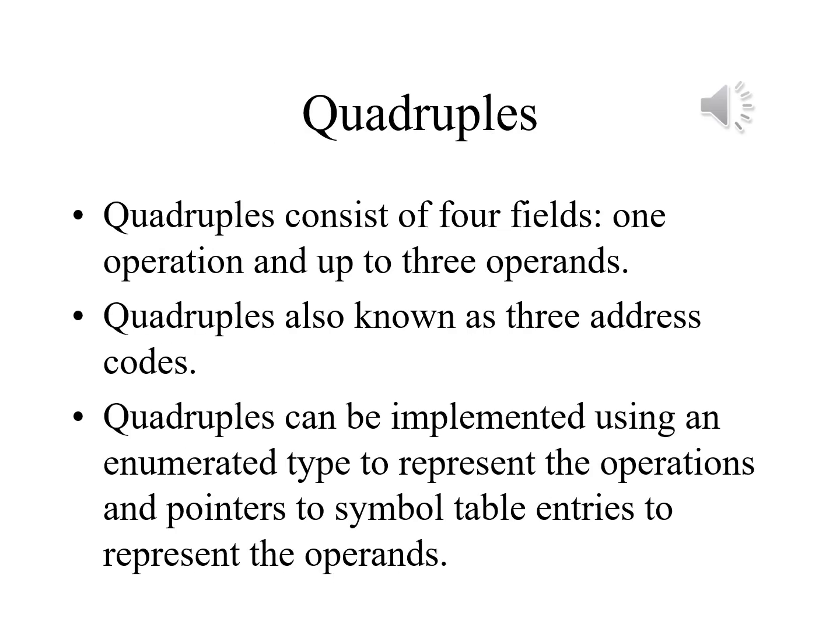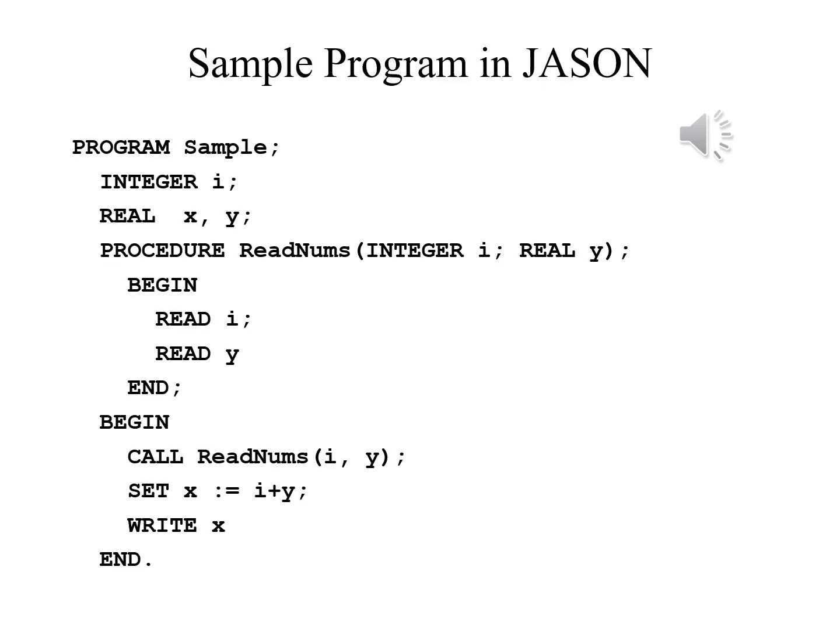Quadruples consist of 4 fields, 1 operation, and up to 3 operands. Quadruples are also known as 3 address codes. Quadruples can be implemented using an enumerated type to represent the operations, and use pointers to symbol table entries to represent the operands. Here we see a sample program written in JSON.